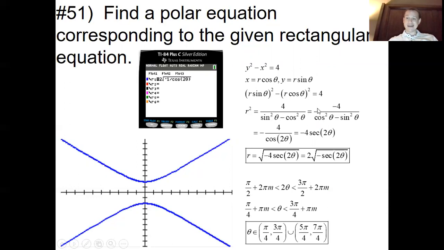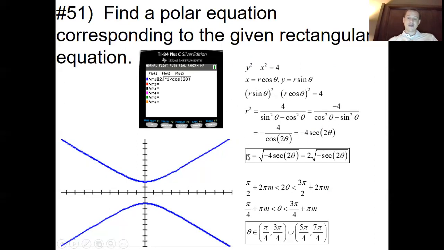Multiply the top and bottom by a negative, and you got -4 now over cosine squared minus sine squared. And let's see what happens there. On the bottom, cosine squared minus sine squared is the double angle identity for cosine, so that's just cosine of 2 theta. And this all just turns into -4 secant of 2 theta.